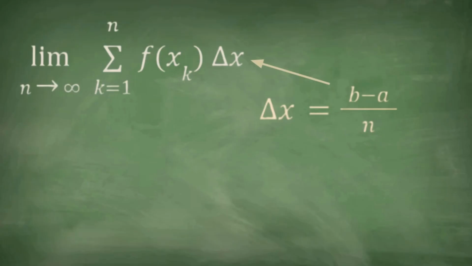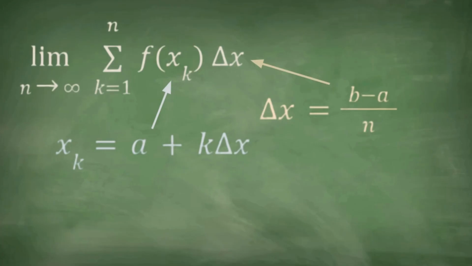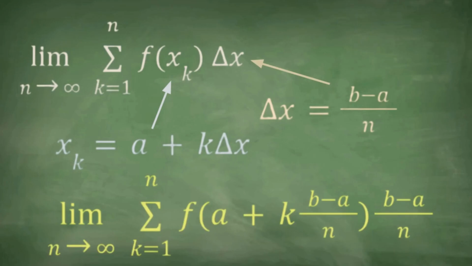This also informs how I understand x sub k. I start at a and I go some number of delta x's to the right. For my first rectangle, I would go 1 delta x to the right. And then for my next, 2, and then 3, and then 4, and then so on and so forth. If I were to make those two substitutions, my formula would look like this monstrosity.